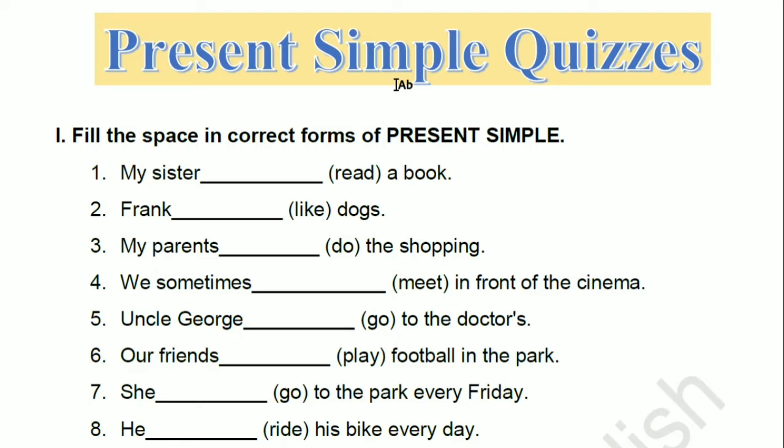Okay, now here you can see the introduction. One, fill in the space with the correct forms of present simple.